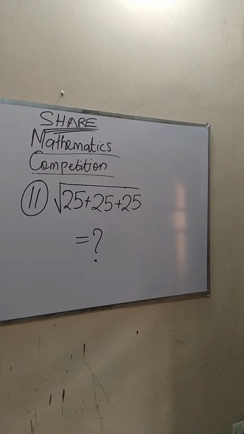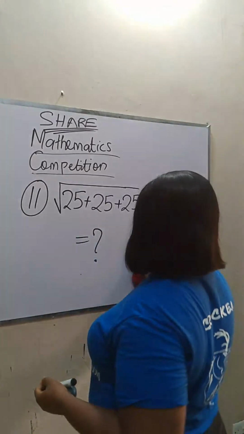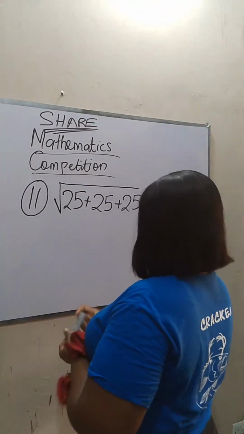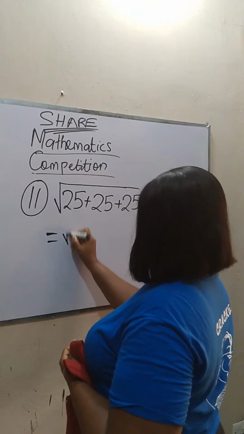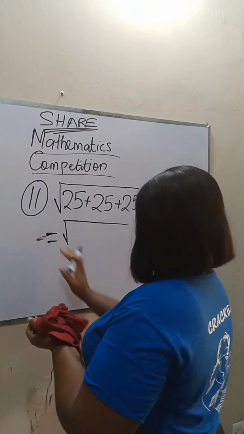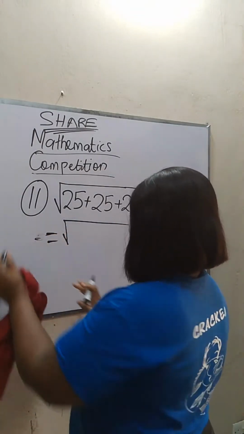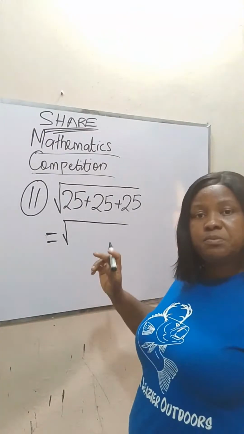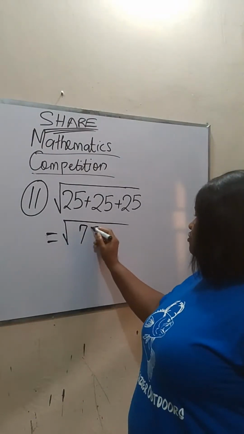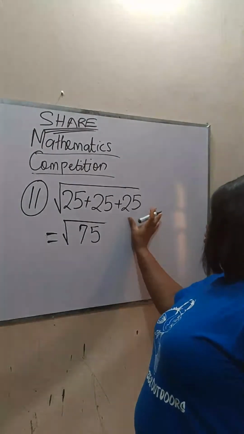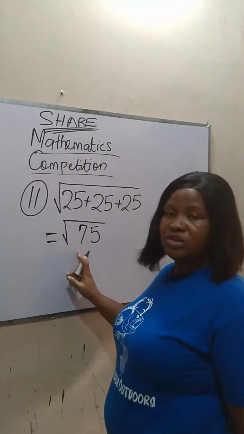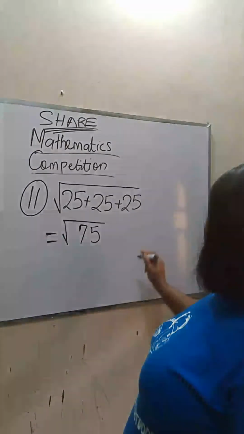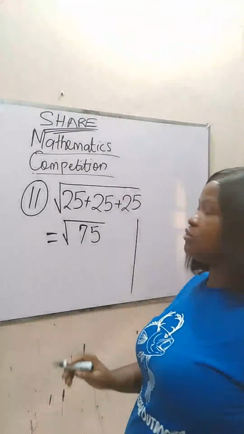So please let me quickly solve it. This is equal to the square root of 25 plus 25 is 50. 50 plus 25 is 75. So we're going to solve it. How do we simplify it? We are going to start by dividing with the smallest possible number.